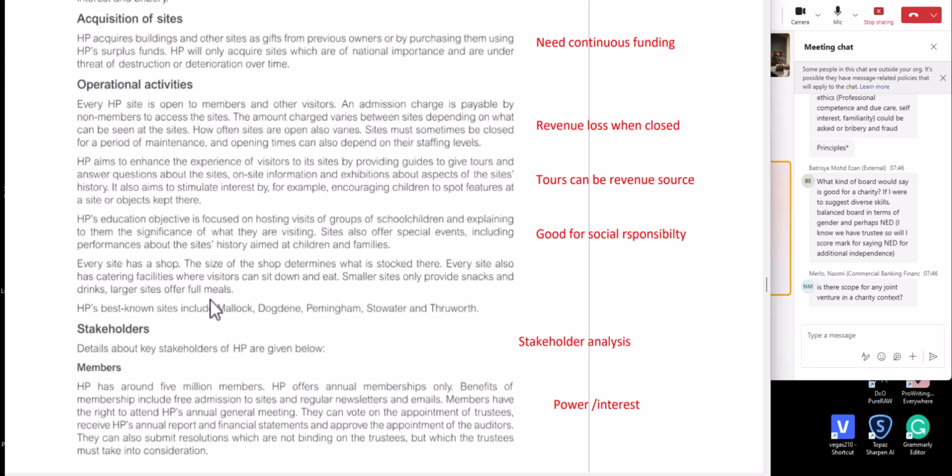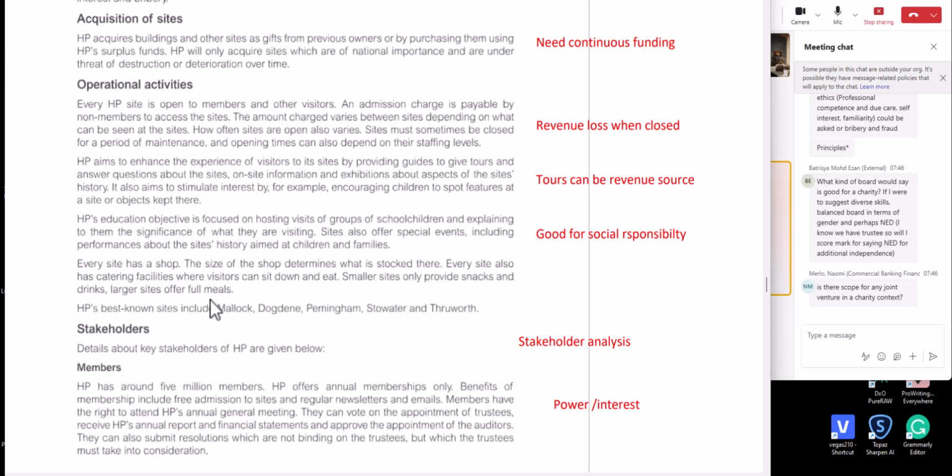Okay, so the question is, what kind of board would you say is good for a charity? The trustee board is good for a charity. There's an article in the Guardian about NEDs in charities. If you want to look it up. It's not wrong to say we should have NEDs, but it's not automatically a problem if there are no NEDs. That's not the case.